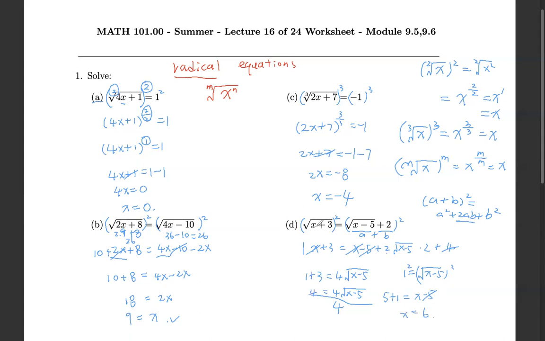Well, let's check. 6 plus 3 is 9. Square root of 9 is 3. On the right-hand side, 6 minus 5 is 1. Square root of 1 is 1. 1 plus 2, indeed, is also 3.